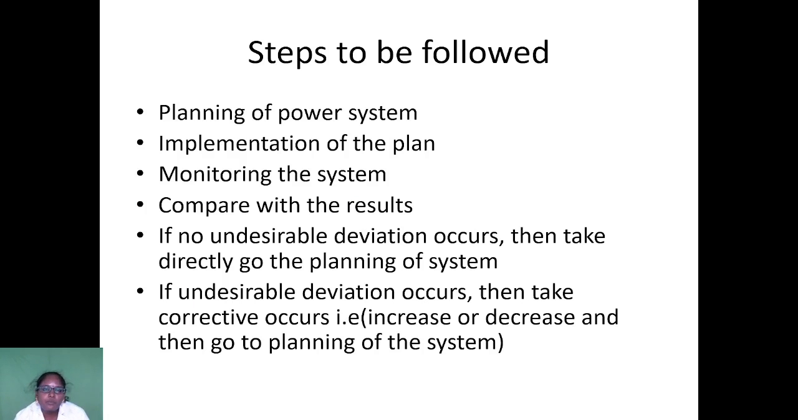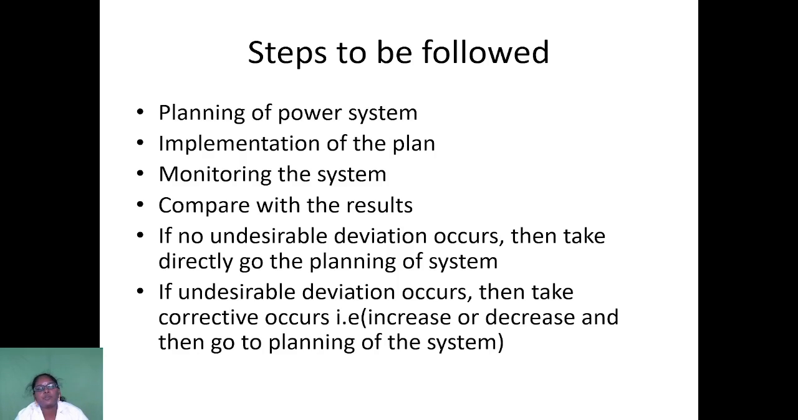What are the steps we have to follow for the planning and operation of a power system? First, we plan the power system network for future extension or other purposes. Second, we implement the plan according to the procedure. Third, we monitor the power system network. Fourth, we compare the voltage results with the previous methods. There are many conventional methods available, and we compare our voltage results with them.